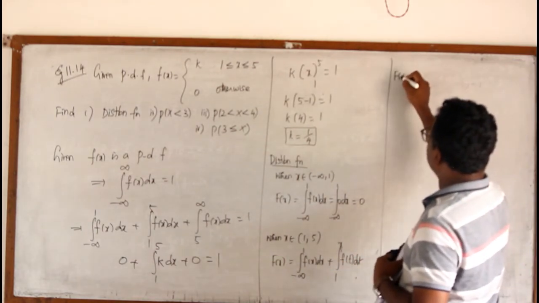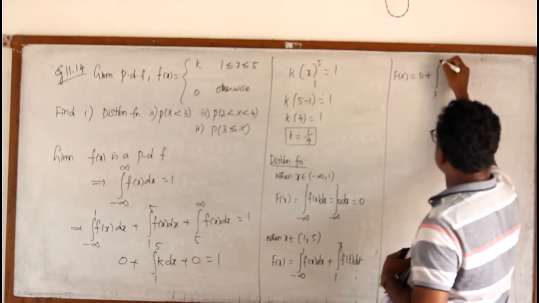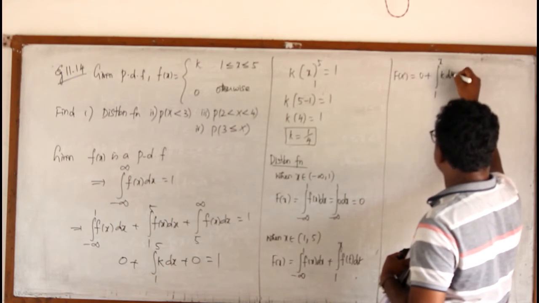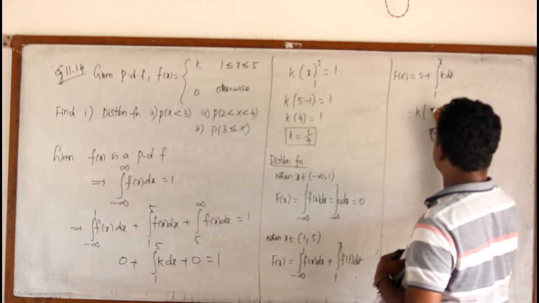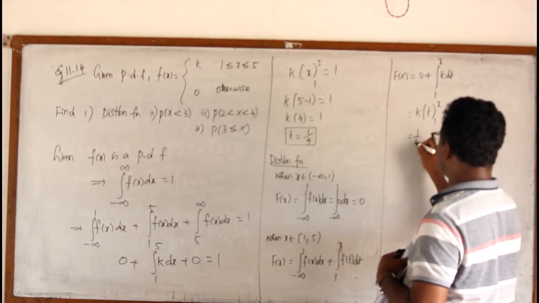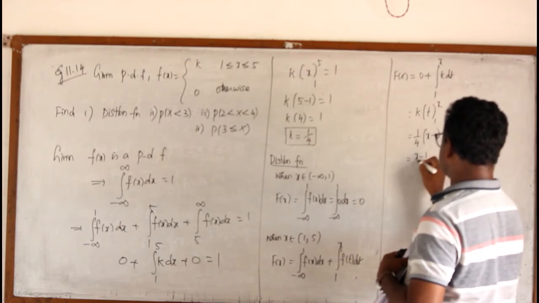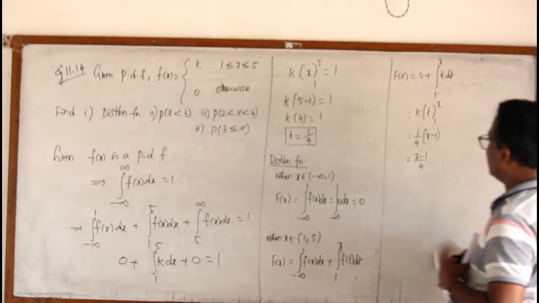That is capital F of x equal to the integral from 1 to x of k dt. So k can be taken out. The integration of dt is t, from 1 to x. The value of k is 1 by 4. It is x minus 1, so it is (x minus 1) by 4. So this is for x from 1 to 5.